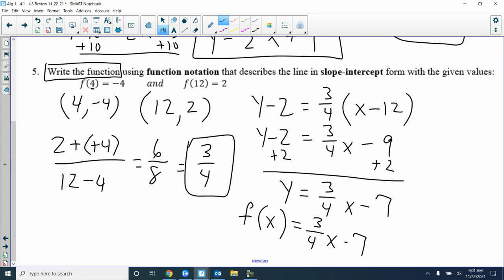Okay? This is how I know it's f of x, because there's an f there. If it would have been g, then it's g of x. You guys remember that? All right, good. Put a little star by that so you can see that tonight.